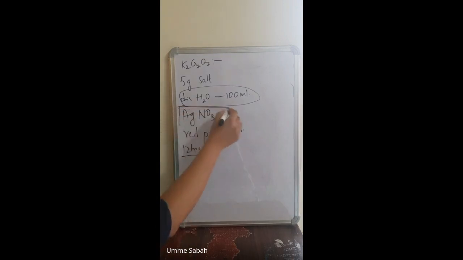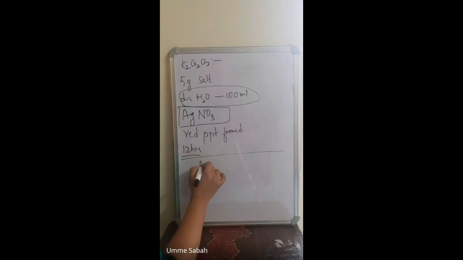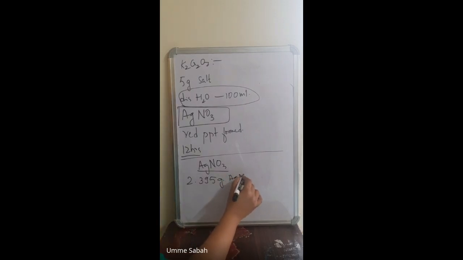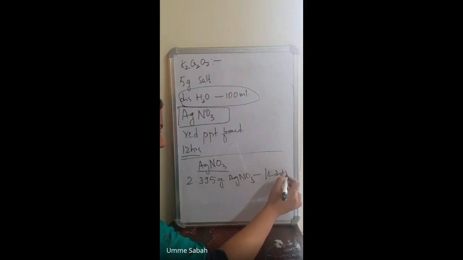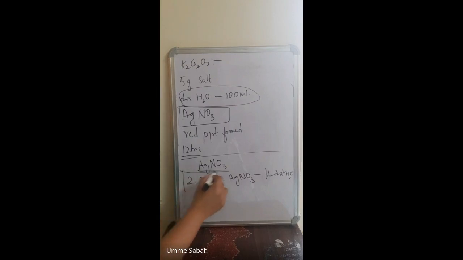Now we already wrote here AgNO3, silver nitrate, added to potassium dichromate. But have we prepared silver nitrate here? No. If they are giving us silver nitrate as a solution, well and good. Otherwise, we have to prepare it. For the preparation of AgNO3, you have to take 2.395 grams of AgNO3 salt and dissolve it in 1 liter of distilled water. This is your silver nitrate solution. You are only taking water and salt. The quantity of salt is 2.395 grams, dissolved in 1 liter of distilled water. That becomes your AgNO3 solution. This solution is added to potassium dichromate until a red precipitate is formed.